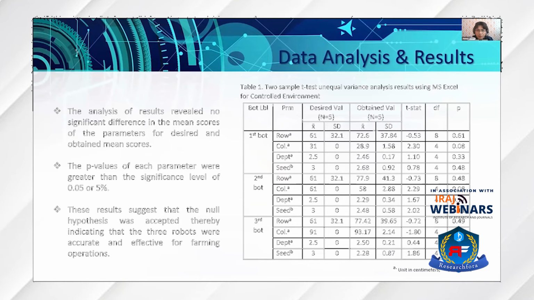So based on Table 1, as you can see, the analysis of results revealed that there's no significant difference in the mean scores of the parameters for the desired as well as obtained mean scores. The p-values of each parameter were greater than the significance level of 5%. So this result suggests that the null hypothesis was accepted, thereby indicating that the 3 robots were accurate and effective for farming operations.